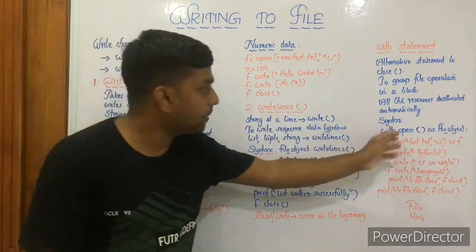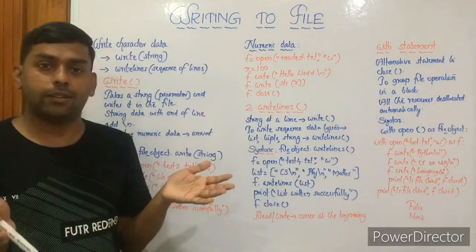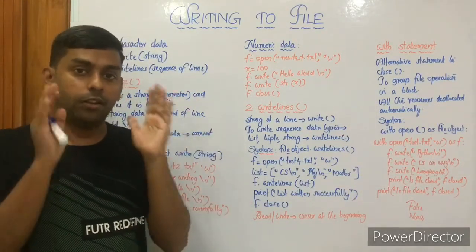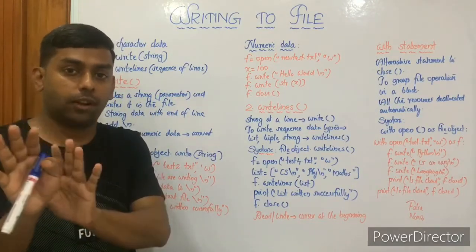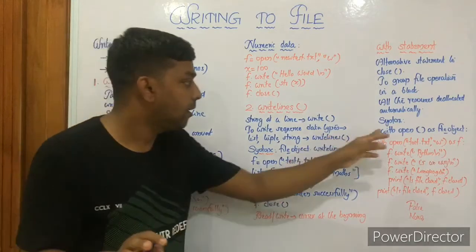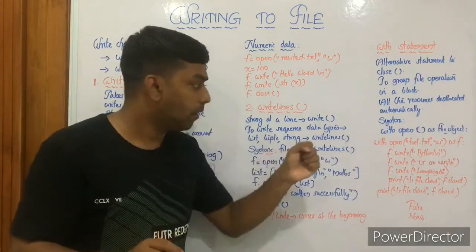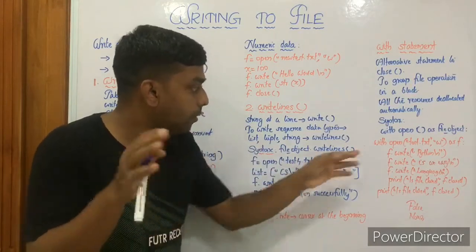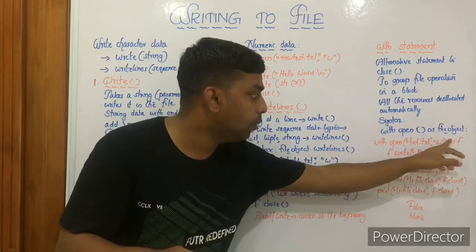Let's see the syntax. With open function as file object. Of course, a file object is needed in every operation. It should be connected to or associated with the file. So: with open function as file object. And let's see an example, it will be very understandable to you. With open("test.txt", "w") as f.